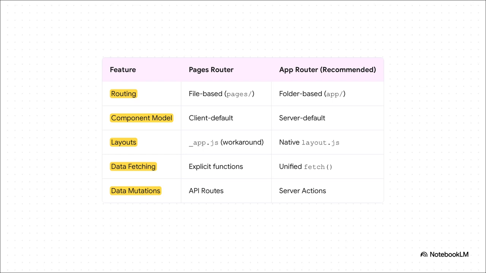And finally, look at data. The old way with 3 different functions? Gone. Replaced by a single, unified fetch that you use right in your components. And those complex API routes for changing data? Now we have streamlined server actions. It's a clear pattern, right? Everything is moving towards simplification and convention over configuration.